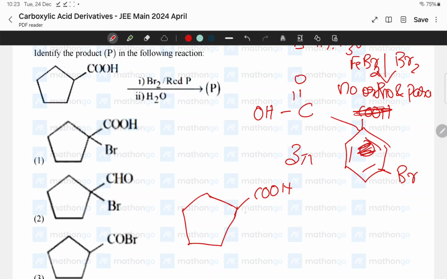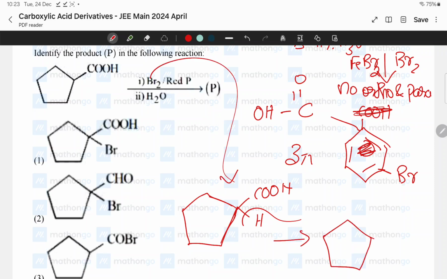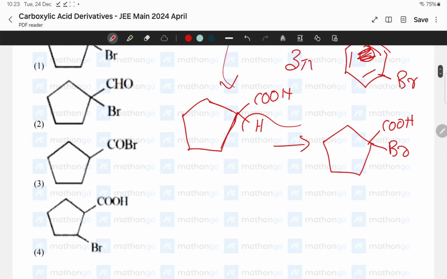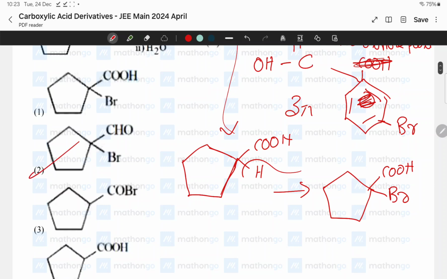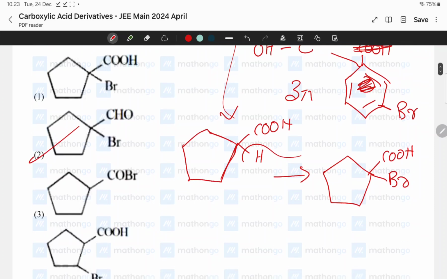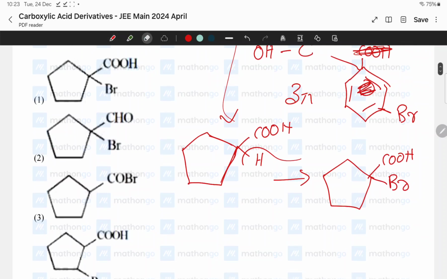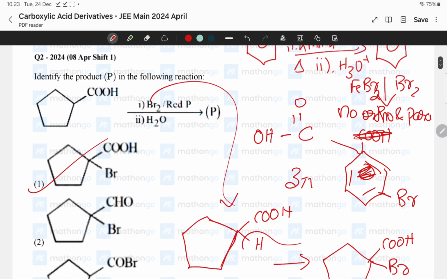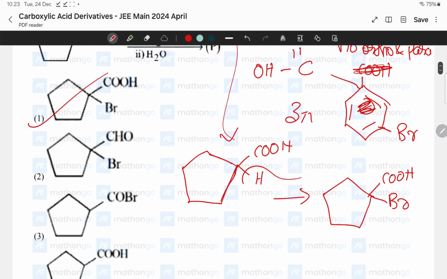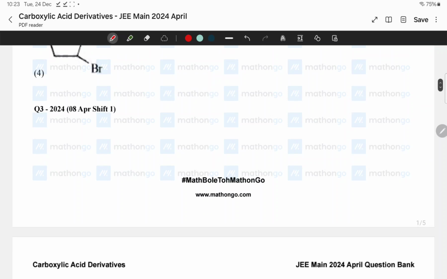Here is there alpha hydrogen present? Let us check. 1, 2, 3. Yes, here we have an alpha hydrogen. What happens? This alpha hydrogen will be removed and bromine will come and attach here. So we get the answer to be COOH Br. So option 2 is the answer. It's CHO Br, right? Option 1 is the answer. Okay. Yes. So that is a simple question.